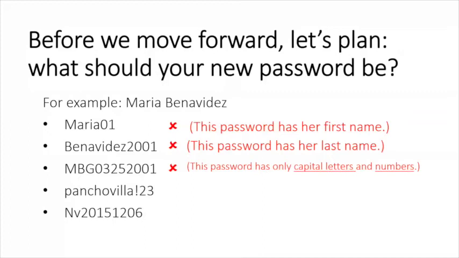And let's look at the fourth one. This is PanchoVilla!23. Finally, ding, ding, ding, this password is good. Why? It has lowercase letters, 1 special character, that exclamation point, and it has numbers. So it has 3 different kinds of things in it.